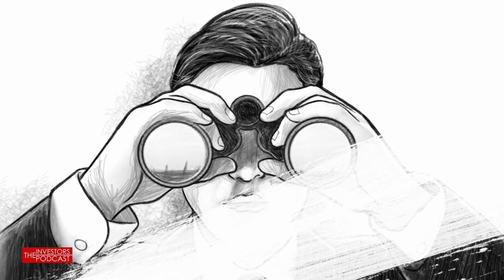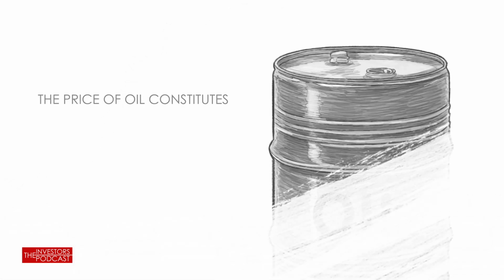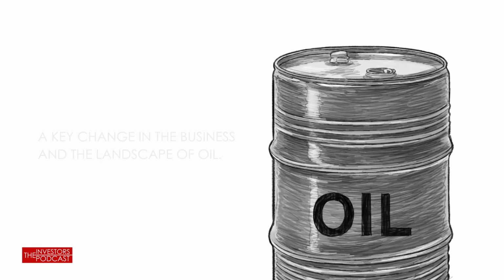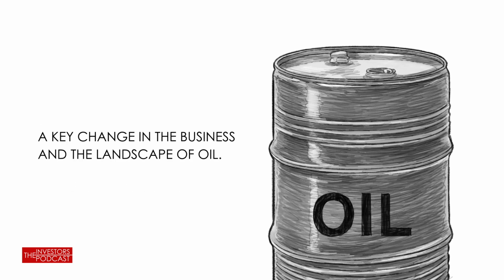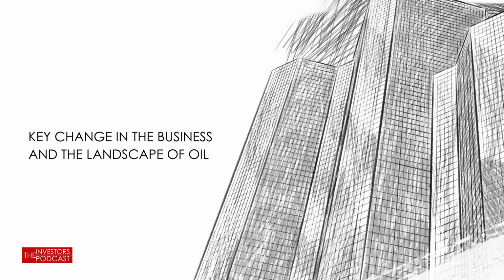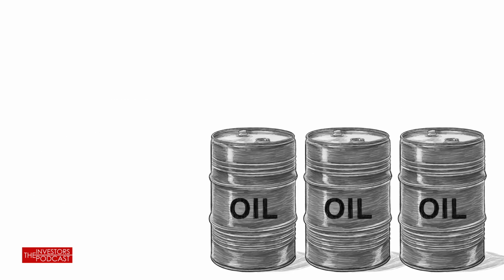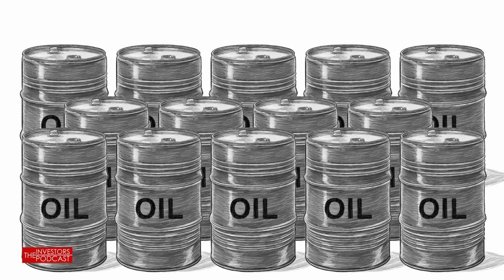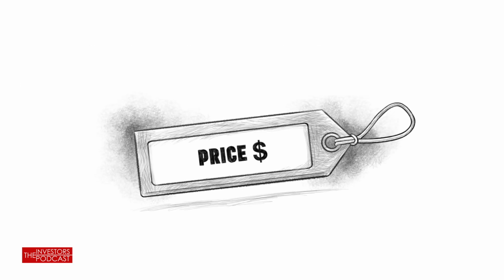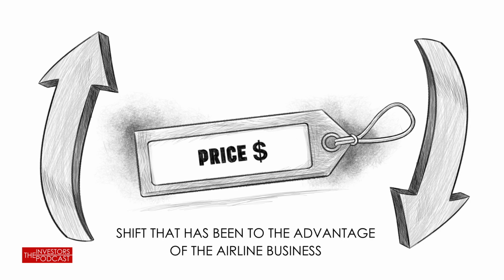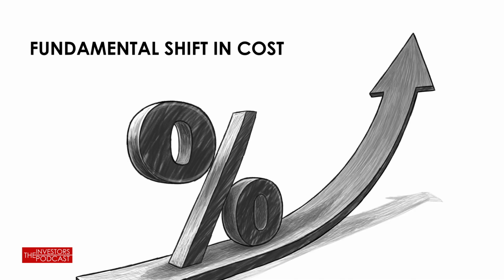Let's continue talking more about some of the industry-specific indicators. The price of oil constitutes between 15 and 30% of operating expenses in the airline industry. And this is really a key change in the business and the landscape of the oil price and the way it has changed, which is really because of the oil sands and the fracking in North America. You just have so much more supply that's been released into the market, and even though the oil price is extremely volatile and goes up and goes down, you just generally see a shift that has been to the advantage of the airline business. If you have a fundamental shift in your cost for any business, that will go back and benefit the shareholders.